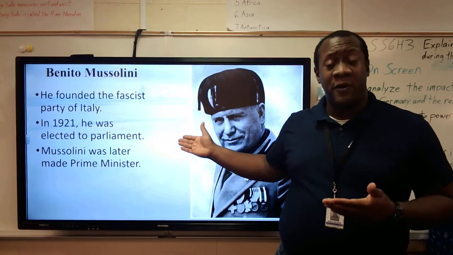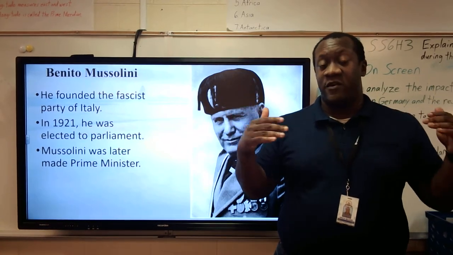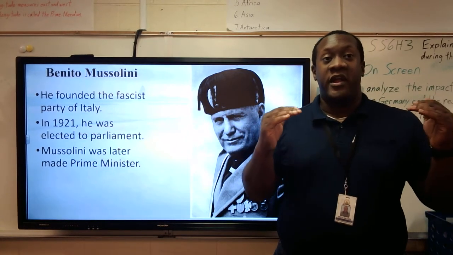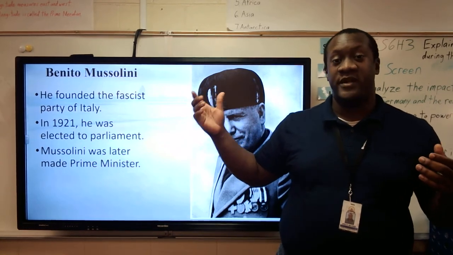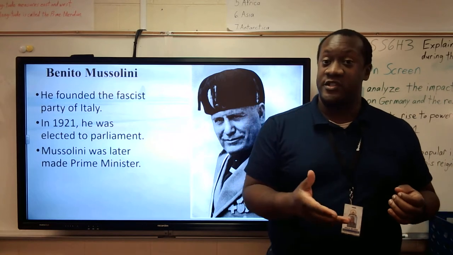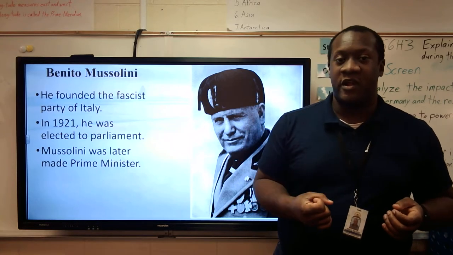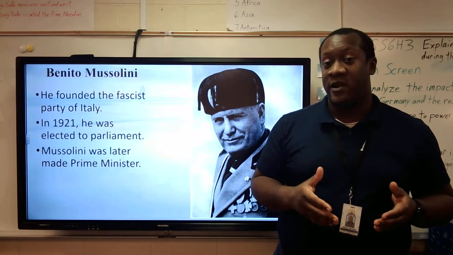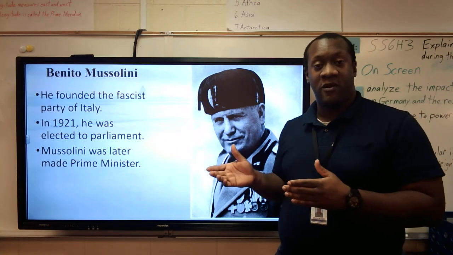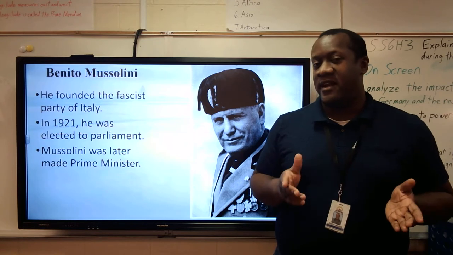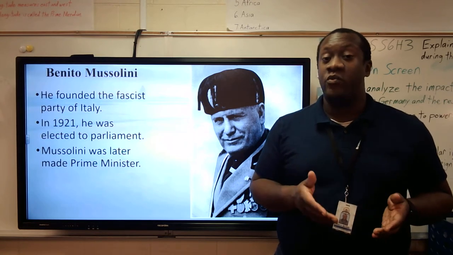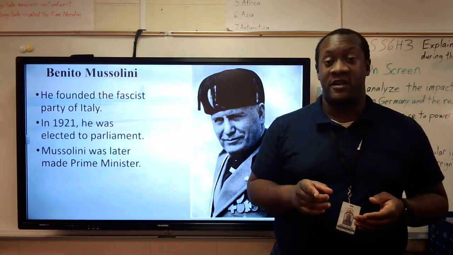So, both of these guys take over their fascist parties. They grow them in popularity. A lot of the people in the country see them as understanding the common person and working for the common person, and they grow in popularity, and eventually they're elected to parliament. Now, just like Adolf Hitler, Mussolini did not get over 50% of the vote. He didn't win a majority, but he won a plurality of the vote.